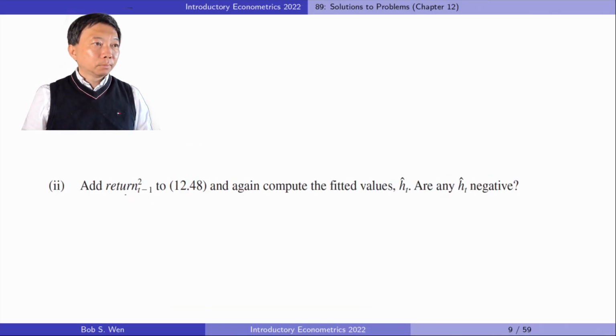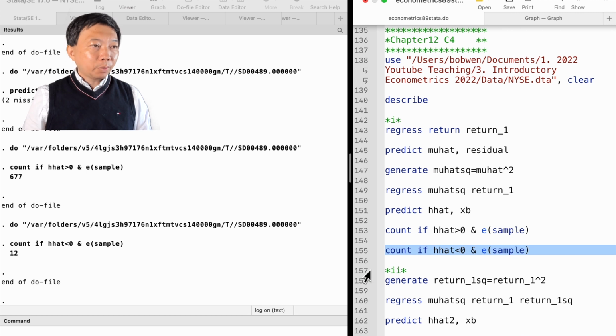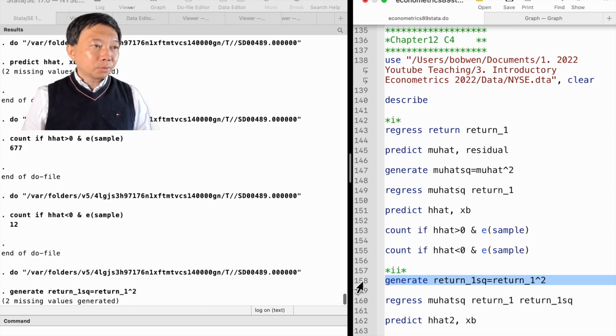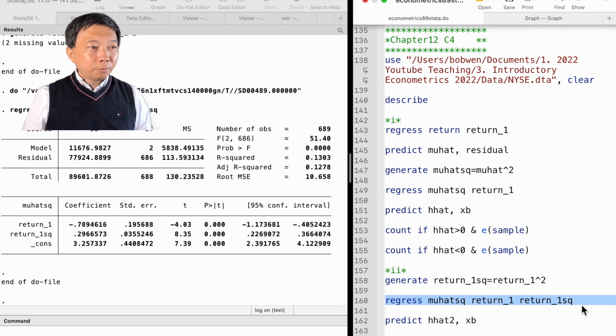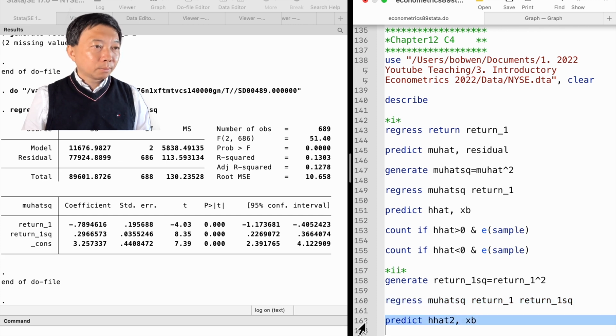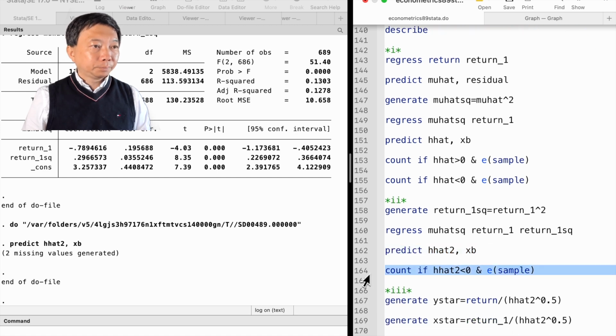In Part 2, add return squared to 12.48 and again compute the fitted values h_t hat. Are any h_t hat negative? We generate the squared return and add it to the conditional variance model. Now the variance is a quadratic function of past returns. There are no fitted values below 0.